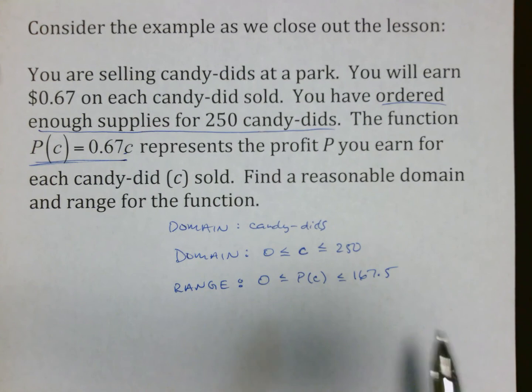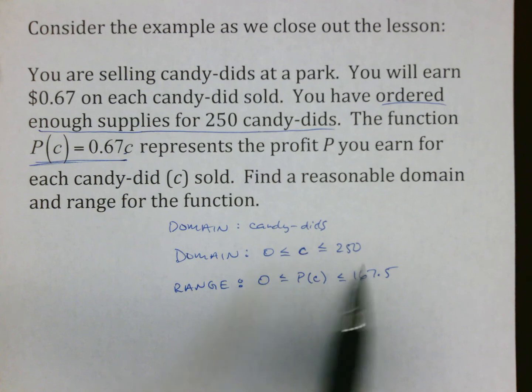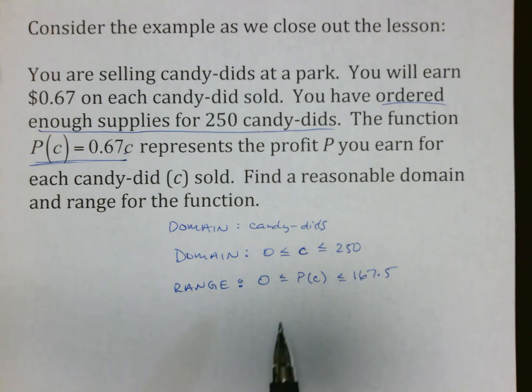So what this is telling me is, in terms of numbers of things that I can expect to sell, it's 0 to 250. In terms of money I can make, because remember P is profit, I can expect anywhere from 0 profit to $167 profit on this certain situation.